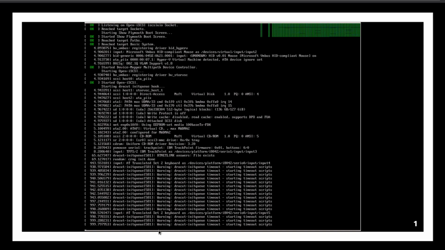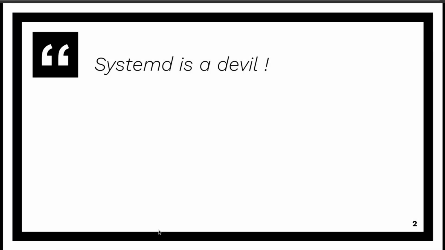If you have been in the Linux community forums related to systemd, you would look at systemd and be like, there's nothing worse than this. Systemd is a devil. These people do have some good points. But why I love systemd is that it standardized the init system.